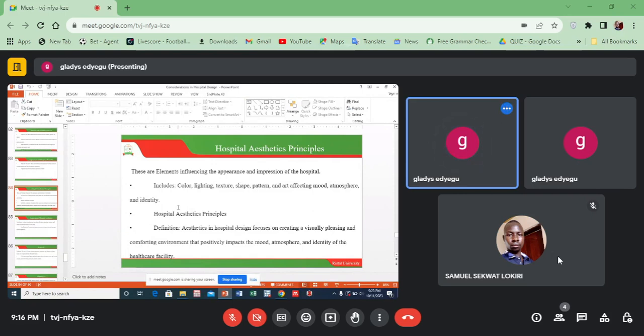Then hospital aesthetics, the principles are as follows. We want to know the principles, because when you have the aesthetics, you have to follow the principles. There should be principles in creating a visually pleasing and comforting environment that positively impacts the mood, the atmosphere, and identity of the healthcare facility. So that's what aesthetics is. It has to impact on the attention, the focus, the environment, and when the patient sees what is around your hospital, he gets pleased with it.